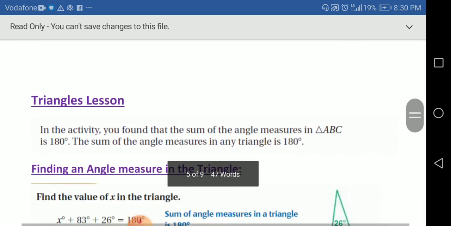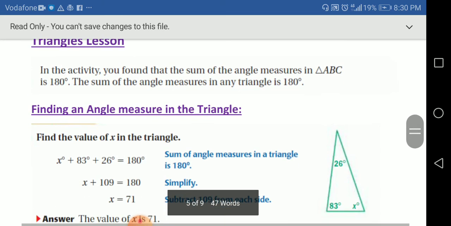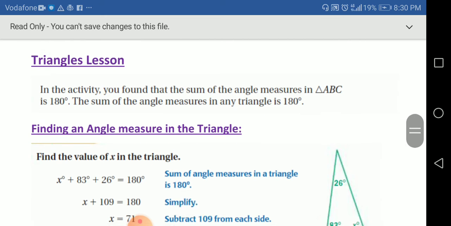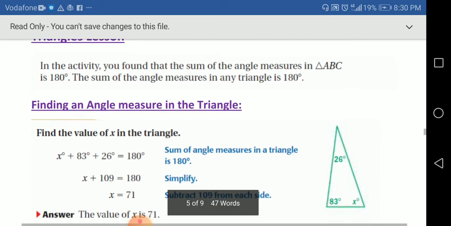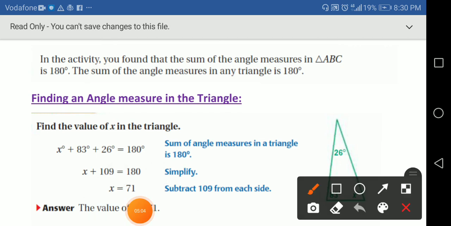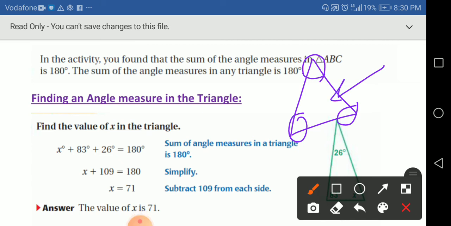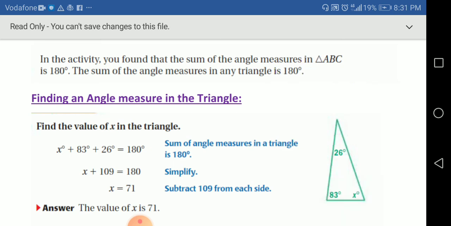Let's have another lesson, it talks about the triangles. Very easy, I know. Here I have three angles inside one triangle. The sum of their measures will give me 180 degrees. The sum of angle measures in any triangle gives me 180 degrees.